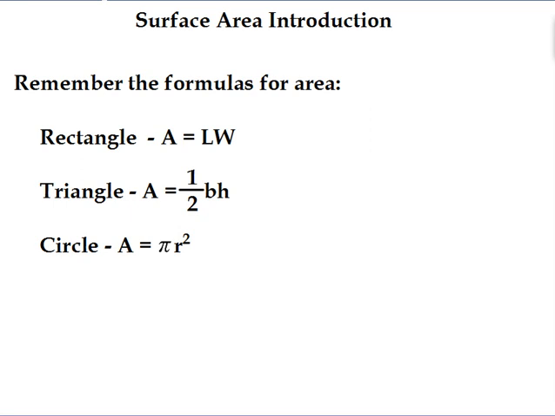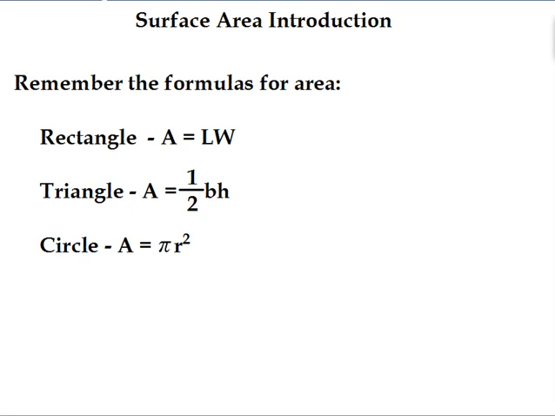So now that we've done area and perimeter of two-dimensional figures, and we've done volume of three-dimensional figures, the last thing to do is surface area of three-dimensional figures. So you still need to know these same three formulas: area of a rectangle, of a triangle, and of a circle, and they're the same that they've been since the beginning of the quarter.